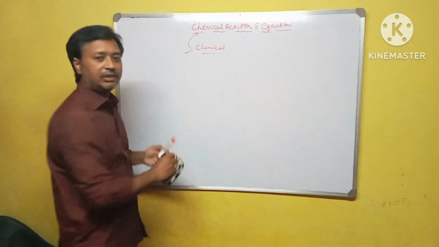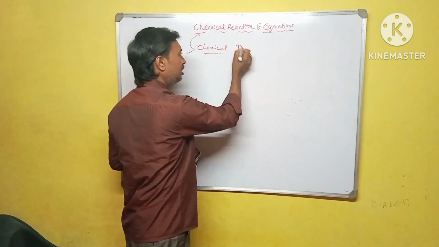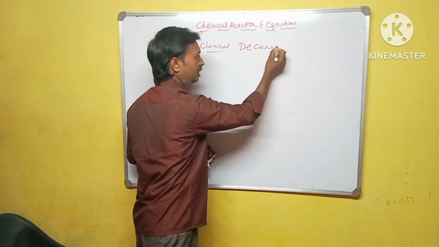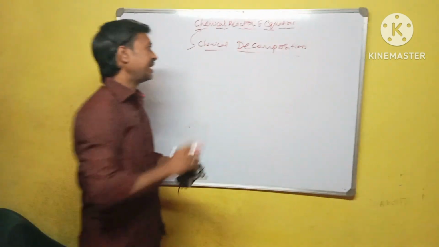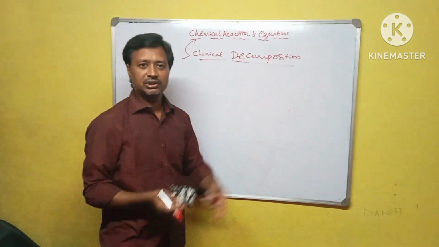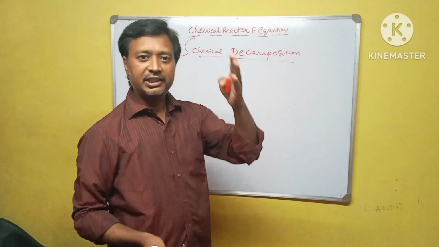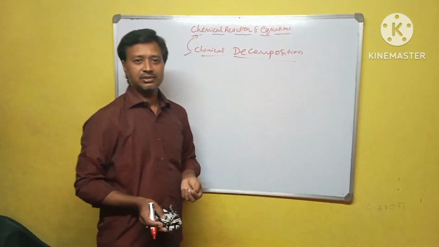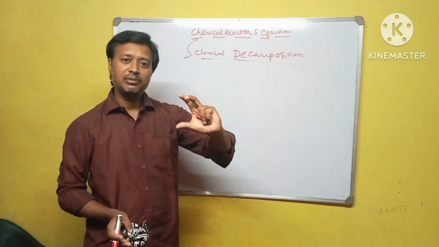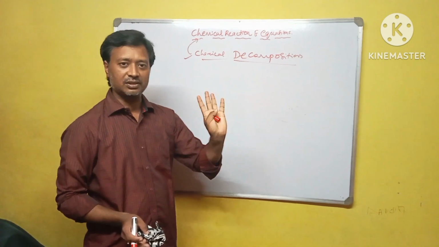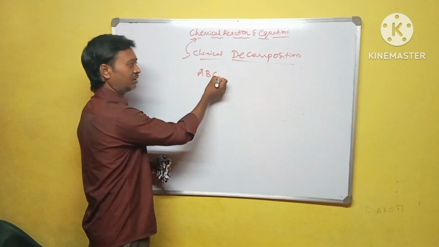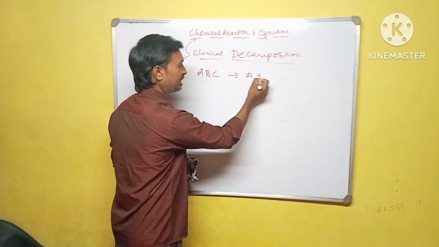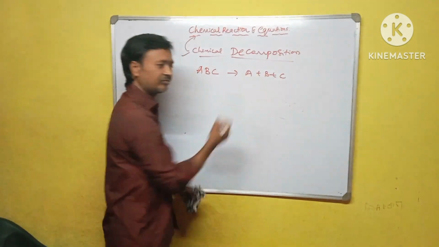Next equation is chemical decomposition reaction. Again, the name says decompose. Decompose means it breaks into many pieces. A single substance breaks into many pieces. It will be like this: ABC divides into A plus B plus C.